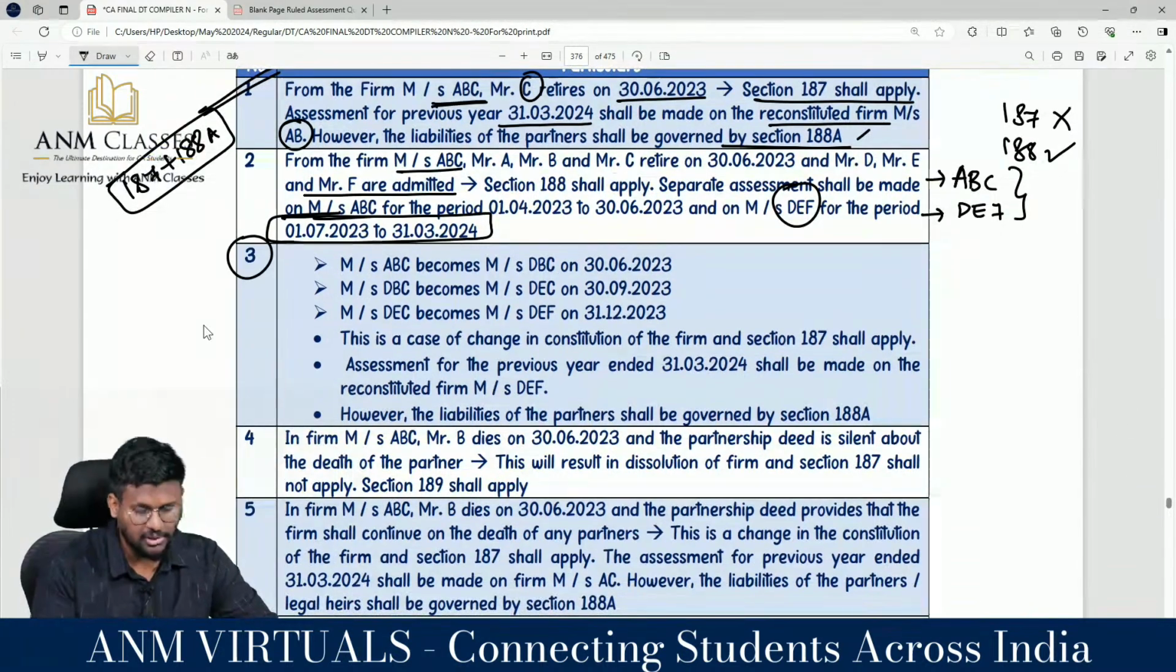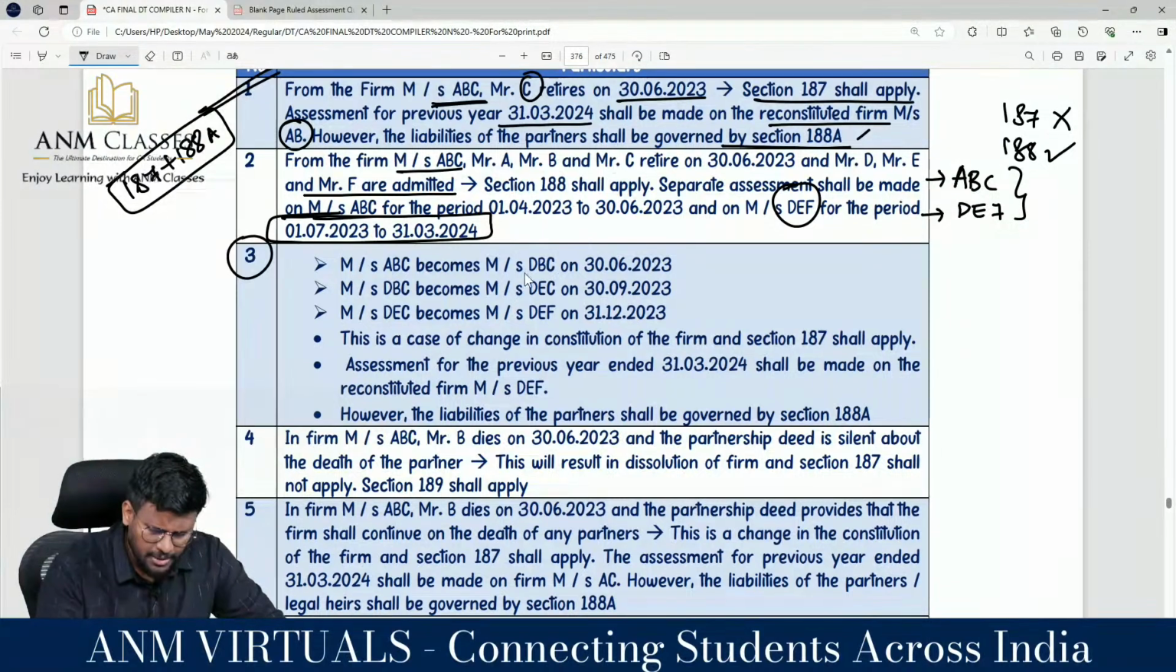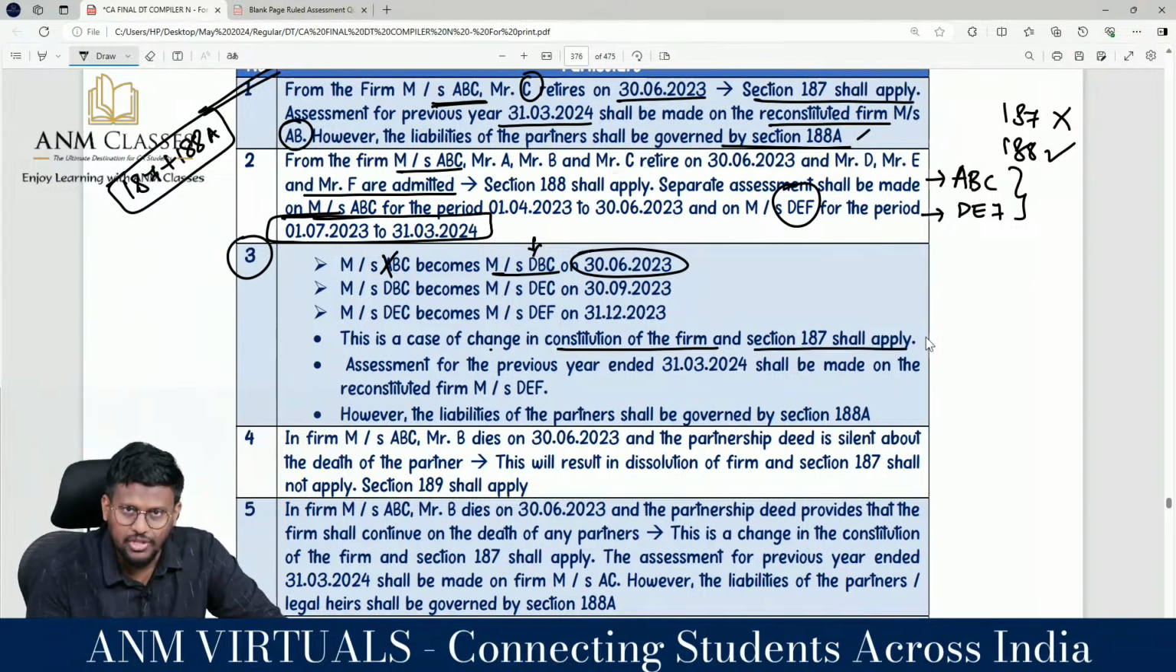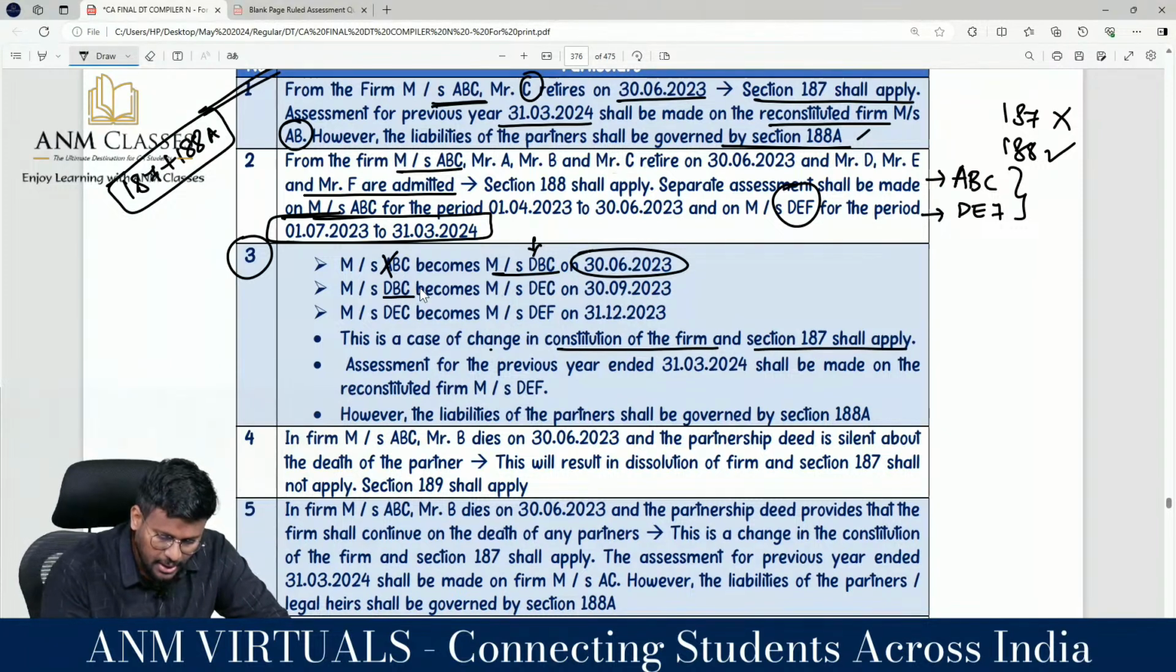Coming to example number 3. Mrs. ABC become Mrs. DBC on 3/6/2023. Fine. Mrs. ABC became DBC, meaning A has gone out and D has come in. This is a change in constitution of the firm and 187 shall apply. Mrs. DBC become Mrs. DEC, B has gone out and E has come in on 3/9.